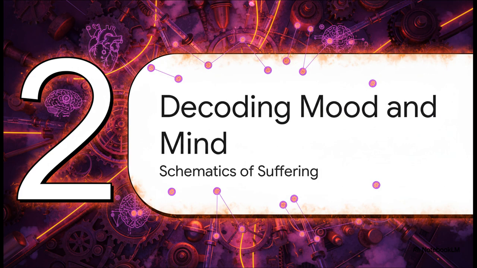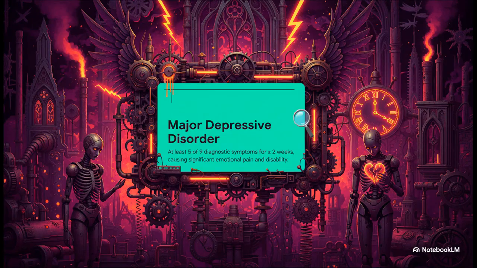Okay, on to Section 2, decoding mood and mind. So, with our initial observations complete, we can start to assemble the pieces of the puzzle. We're looking for patterns in that schematic, trying to diagnose the specific malfunction. And that leads us to major depressive disorder, something you will absolutely see in your practice. The key diagnostic years here are duration and impairment. The symptoms have to last at least 2 weeks, and, this is crucial, they have to be severe enough to actually disrupt the person's life. That's really what separates a clinical diagnosis from just feeling sad for a bit.